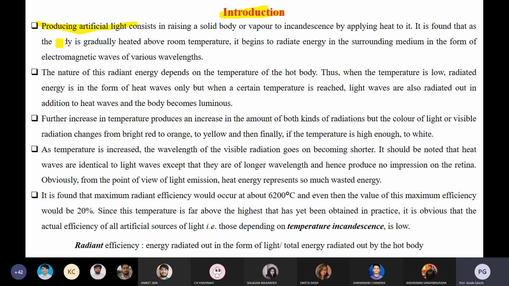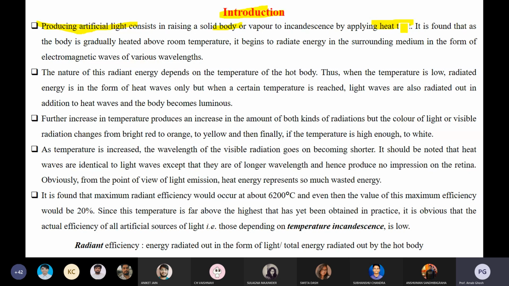Okay, so artificial light arises in a solid body or a vapor, like the incandescent filament lamp, by applying heat on it. So how do you get that light? You know, by giving heat to a body of that instrument, so directly the light is generated from there.